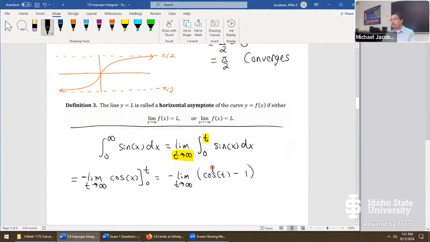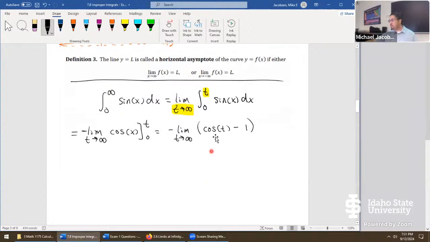Now the limit is for cosine t. This is now a pretty tough calculus 1 problem again. We're really digging deep on everything that happened in calculus 1. That limit doesn't exist. Anyone happen to know the reason why? Exactly. For the limit to exist, the curve has to settle on a finite number.